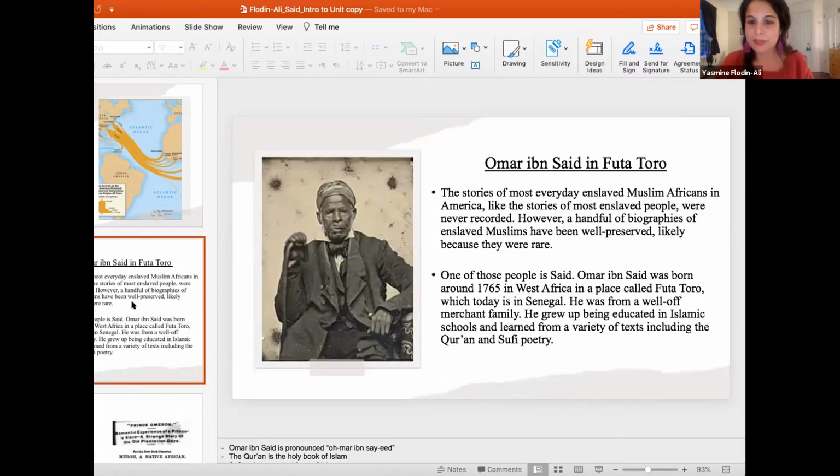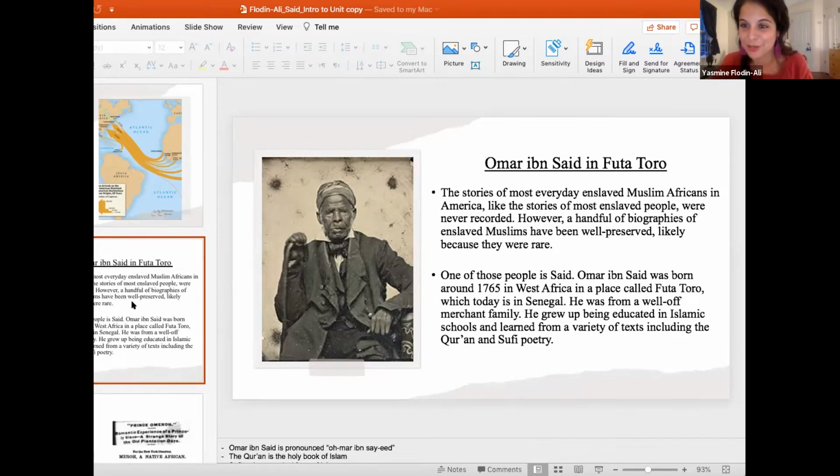A little bit more specifics on Omar ibn Said and his life. He was born in 1765. That's an approximate. We don't have an exact date, but just for the sake of giving students a date, somewhere around there. In West Africa, in a place that at the time of his kidnapping was called Futatoro. Today, that would be in contemporary Senegal.